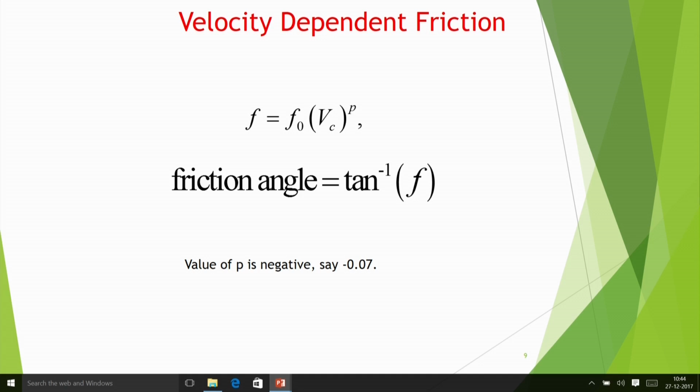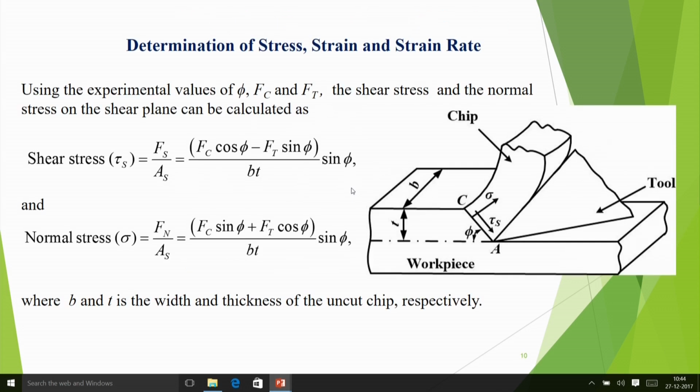So, if I consider that f is the coefficient of friction, then f is equal to f 0 v c p, where p is actually negative, maybe minus 0.07 or whatever it is. Friction angle is equal to tan inverse f. So, having told you about the friction, now let us try to calculate the stresses and strain rate using the experimental values of phi, Fc and Ft.